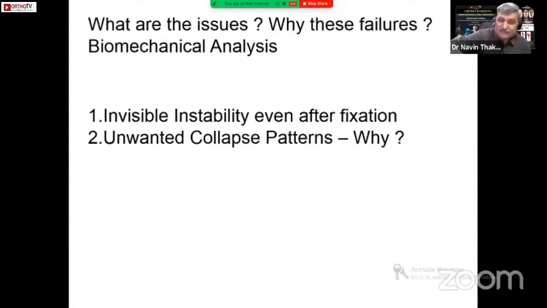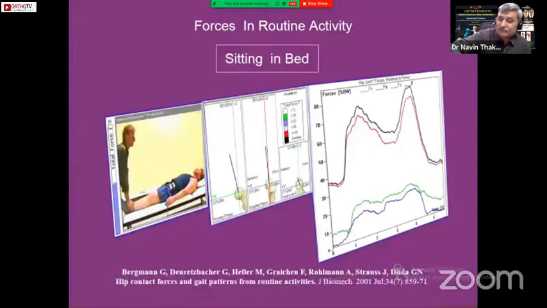Yes, the issue is invisible instability even after the fixation, and an unwanted collapse pattern. Why? That is the problem. So there needs to be a biomechanical study. If you see this, the forces acting, that study has been done by Bergmann in Germany. Even sitting in the bed generates the same amount of forces.